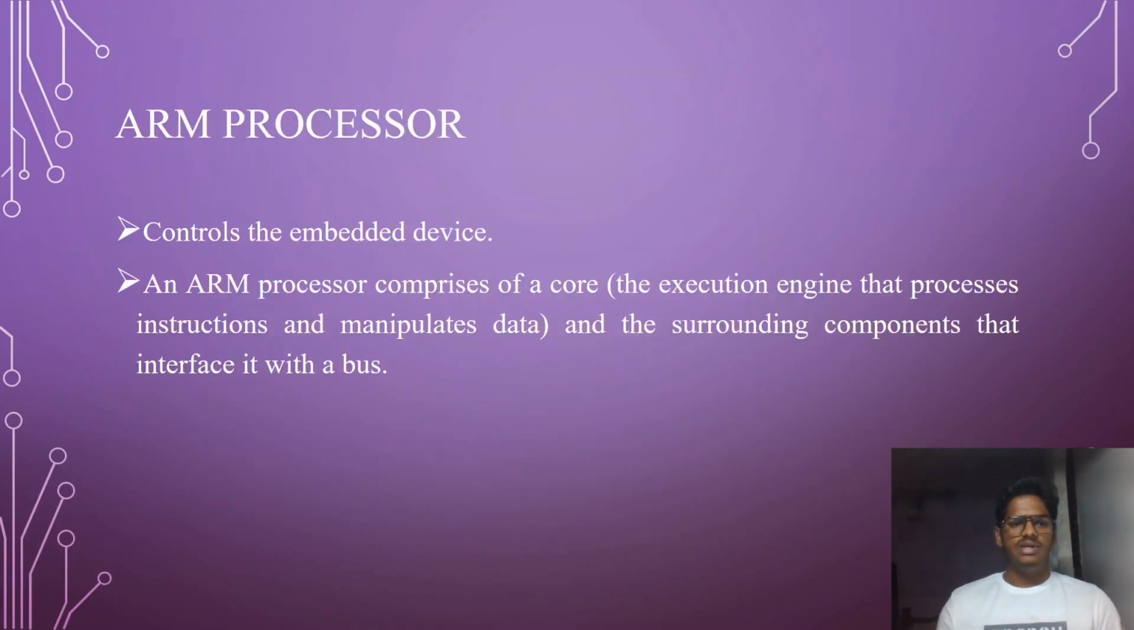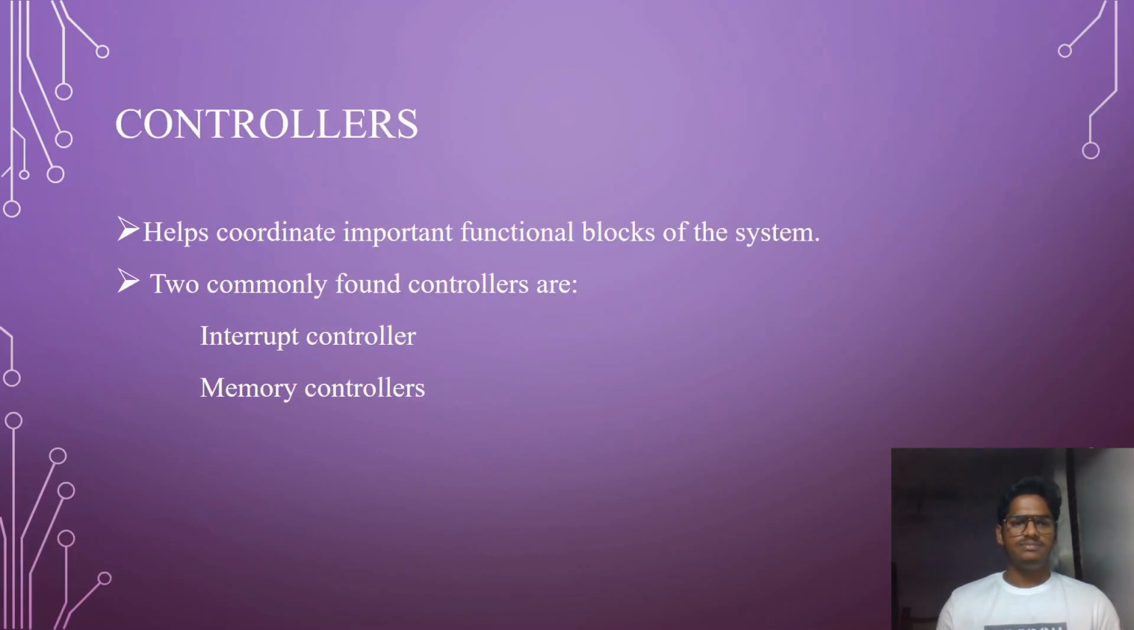The ARM processor. It controls the embedded device. An ARM processor comprises of a core, the execution engine that processes instructions and manipulates data, and the surrounding components that interface it with the bus. Controllers. Helps coordinate important functional blocks of the system. Two commonly found controllers are interrupt controller and memory controllers.